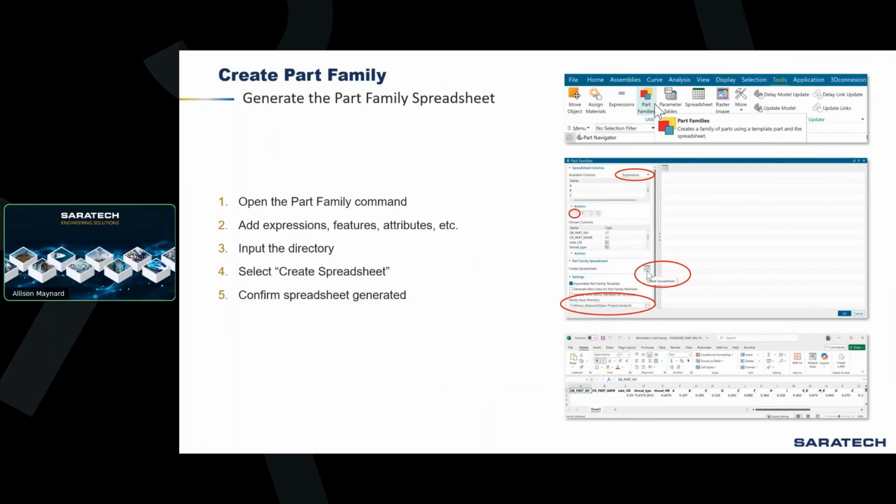Select create spreadsheet, and then the part family spreadsheet with all the columns added should appear. So you want to make sure that you're adding all the expressions, features, attributes, and things that make up the defining parameters of the part to the list of chosen columns so that it shows up in the spreadsheet. So let's look at that really quick.